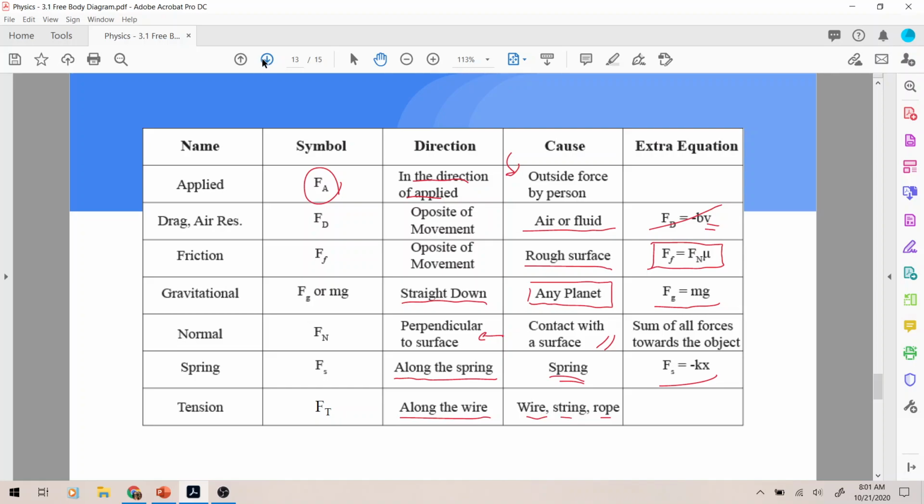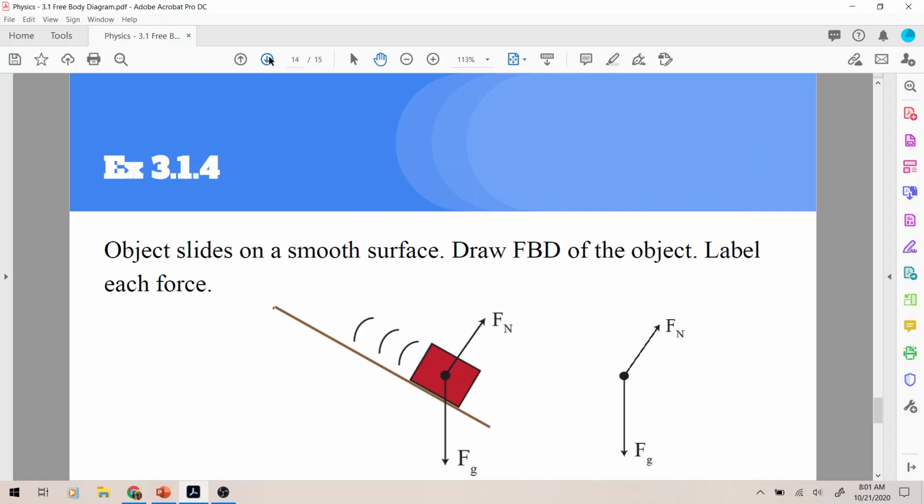All right. Normally that was a PowerPoint, so you didn't need to see those, but there was no way to separate it, so I'm just going to go with the answers on it. So, an object slides down on a smooth surface. And draw the free body diagram of the object and label each force.